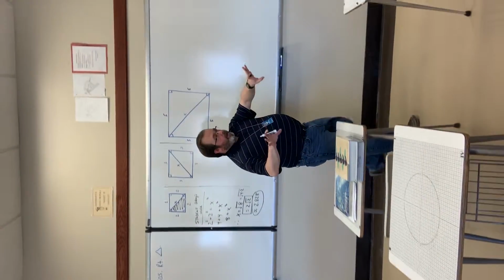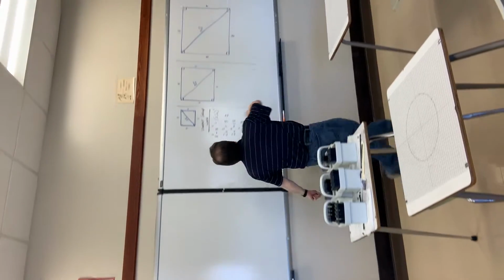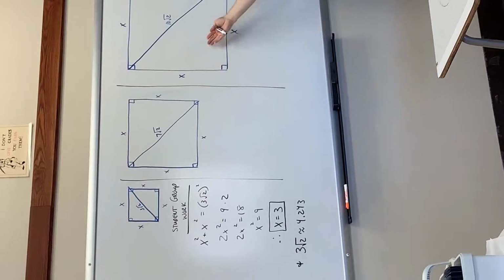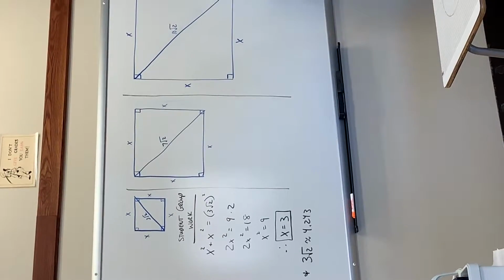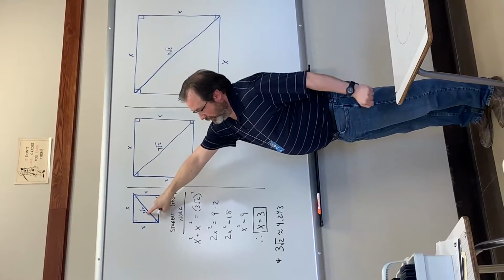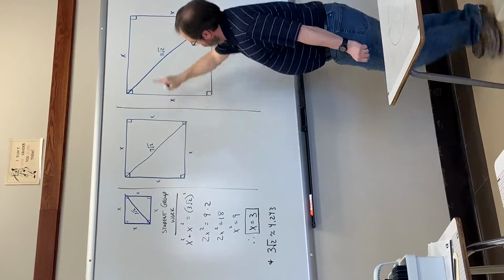Then I'm going to put them back in the same groups, and I'm going to hand them squares that look like this. There's just 3 different examples. Again, if I have to make more, I'll just make lots of different ones on sheets of paper. This one, I've given them the length of the diagonal: 3 root 2, 7 root 2, 10 root 2.